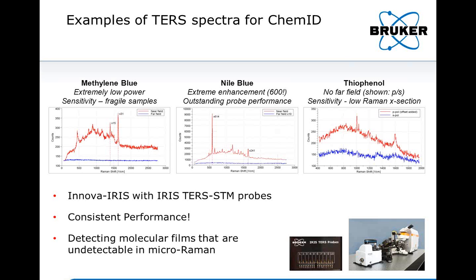Here are several examples of the enhancement provided by the probe. In these cases, we see that the TERS signal output in red is greatly enhanced over the far field performance in blue. Again, the mechanisms behind why this enhancement occurs is beyond the scope of this particular webinar, but I do encourage you to watch the recording of the Advanced TERS Applications webinar available from the Bruker website.